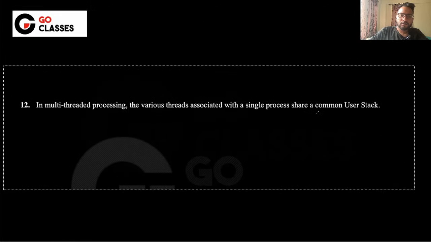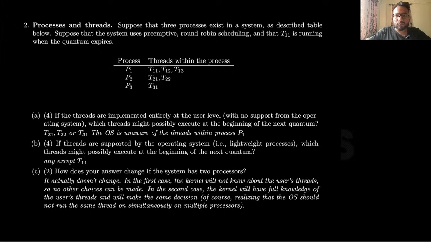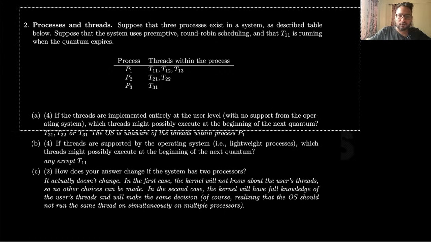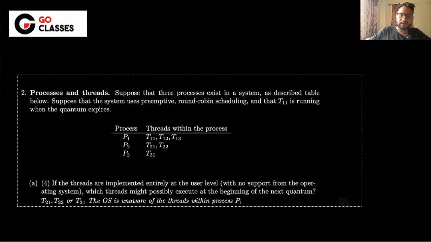Now, let's just answer whether this is true or false. Can you see the question correctly? In a multi-threaded processing, the various threads associated with the single process share the common user stack. Do they share the common user stack? No, right? So that's also false. Okay. Now let's do this question, which is a very interesting question. Let me just copy this question on the next slide, and let's try to do this question.